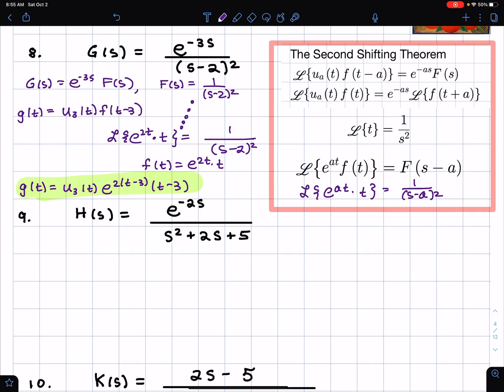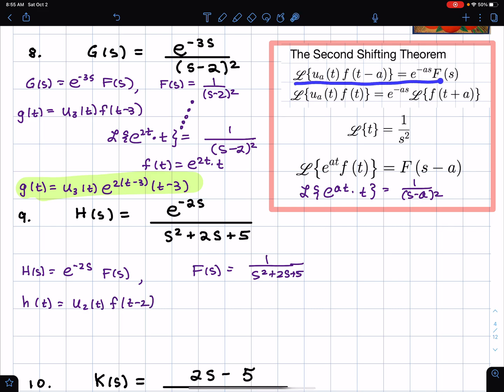So I'll use the same idea: H of s is equal to e to the negative 2s times capital F of s, where capital F of s is equal to 1 over (s squared plus 2s plus 5). If this is the case, then the inverse Laplace transform is u_2(t) f(t minus 2), according to our formula up here. So we need to find f of t.